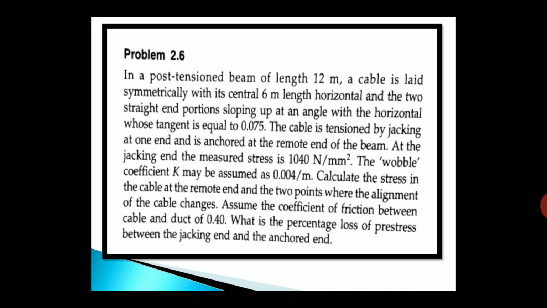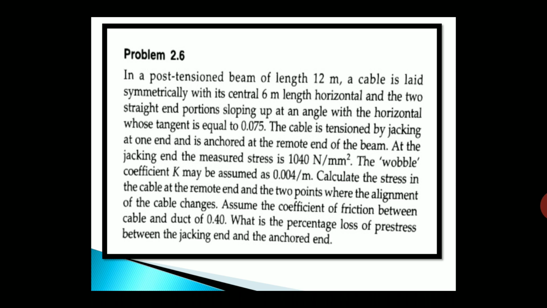So in the next problem we have a post-tension beam of 12-meter length. A cable is laid symmetrically with its central 6-meter length horizontal and the two straight end portions sloping up at an angle of 0.075. So the profile given in the example is trapezoidal, with the central portion of 6 meters flat and the remaining 3 meters on each side at an angle of 0.075. Now the cable is tensioned by jacking at one end and anchored at the remote end, meaning jacking is taking place only at one end in this case.